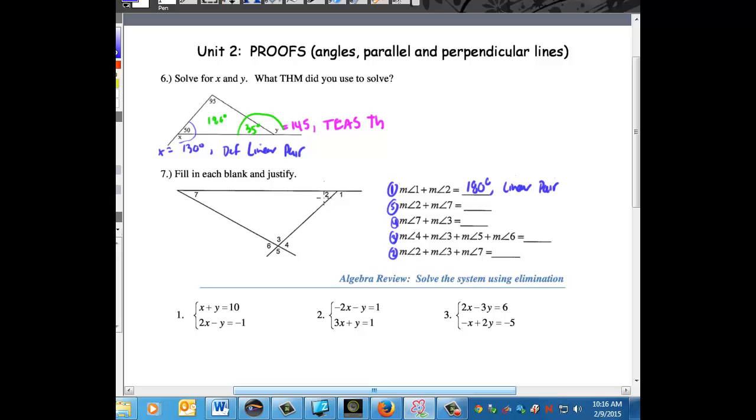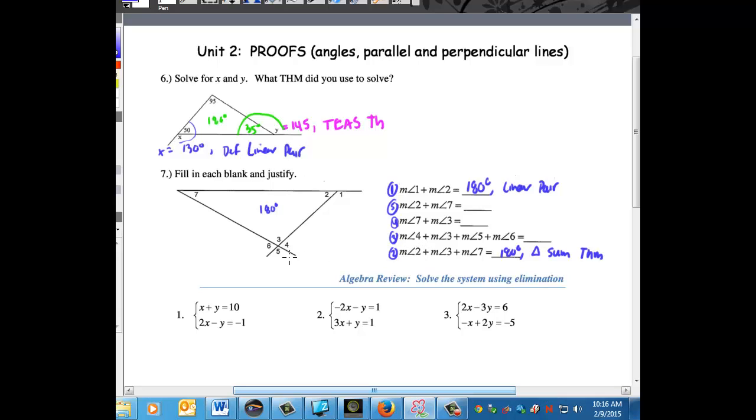Problem 2, we have measure of angle 2 plus measure of angle 3 plus measure of angle 7. In all triangles, there's a sum of 180 degrees. So that's going to be 180 degrees. And that was our triangle sum theorem. That's the rule, that there's 180 degrees in all triangles. That's called the triangle sum theorem.